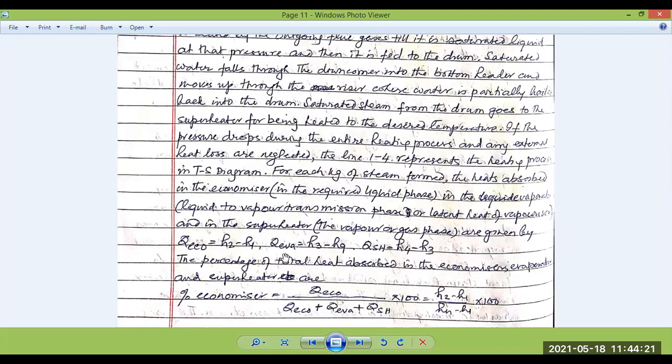The percentage of total heat absorbed in the economizer, evaporator, and superheater is like this: Q economizer divided by the total heat in economizer plus evaporator plus superheater, multiplied by 100. That is, H2 minus H1 divided by H4 minus H1. This is the percentage of heat absorbed in the economizer.